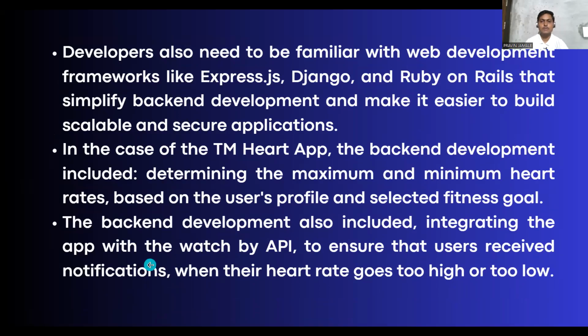Developers also need to be familiar with web development frameworks like Express.js, Django, and Ruby on Rails that simplify backend development and make it easier to build scalable and secure applications. In the case of the TM Heart mobile application, the backend development included determining the maximum and minimum heart rates based on the user's profile and selected fitness goal. The backend development also included integrating the app with the Watch by API to ensure that users receive the notifications when their heart rate goes too high or too low.